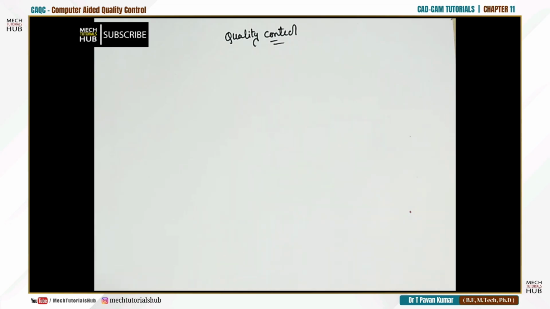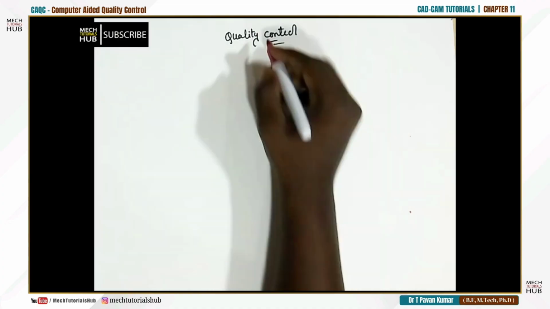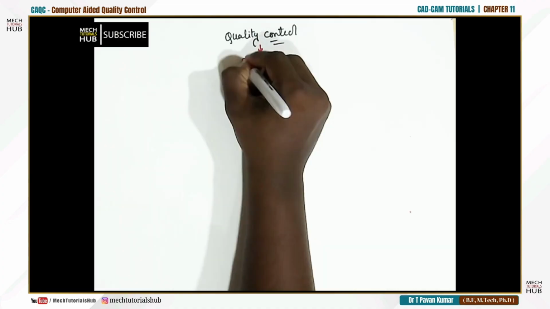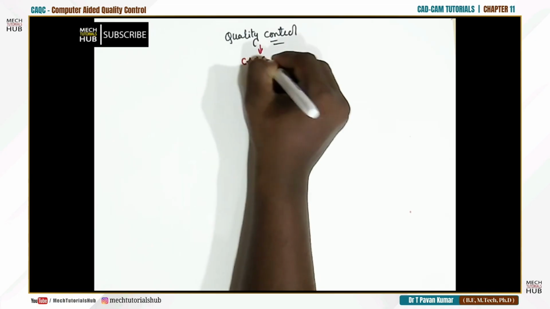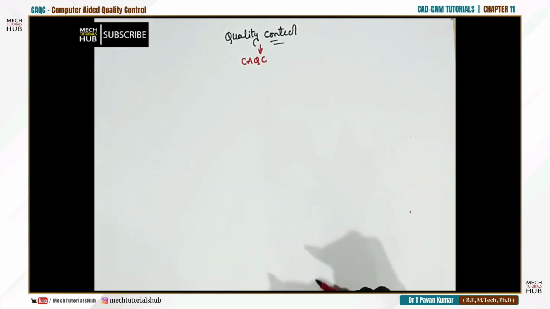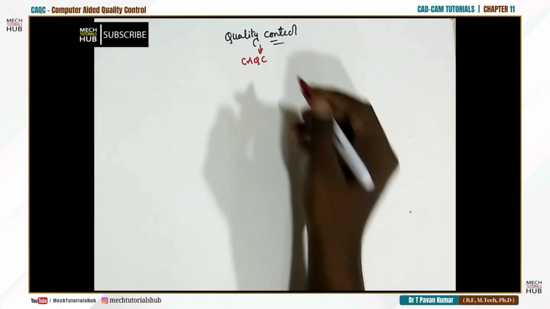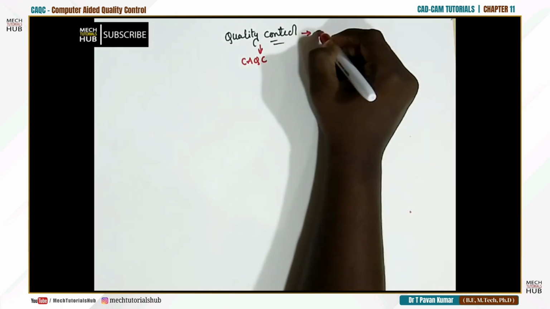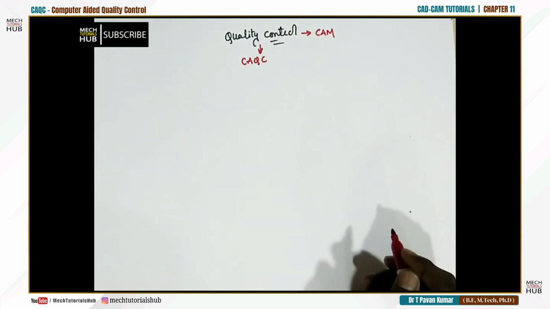Now in this particular quality control, computers have been introduced. Due to the introduction of computers in quality control, the term computer aided quality control has been introduced. It means computers will play a key role in inspecting the component. We are talking about quality control, which is a part of the CAM system, computer aided manufacturing.